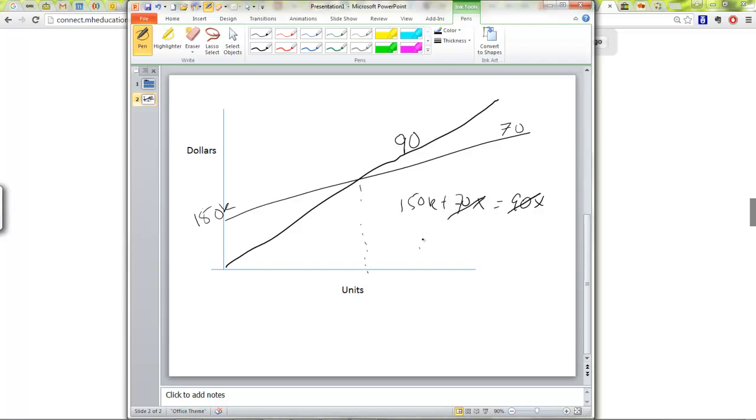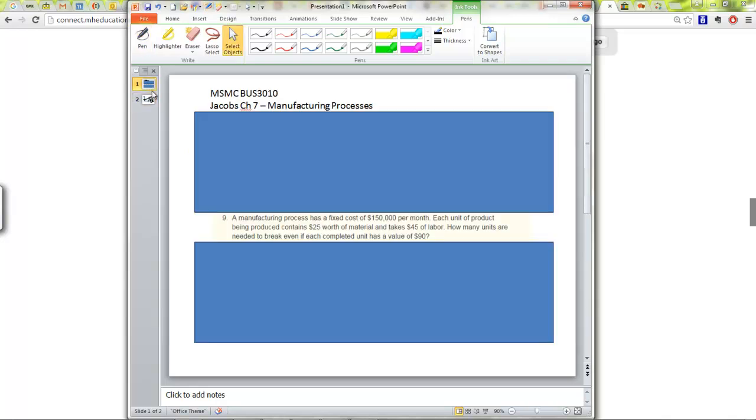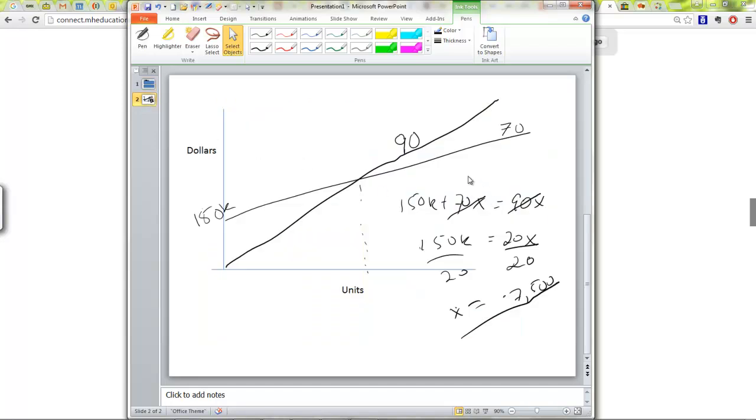As we do, we get 150,000 is equal to 20x. All we did was subtract 70x from each side here. And then we divide both sides by 20. So we end up with x is equal to 7,500. We have to sell 7,500 units to break even. That's all there is to this problem. I think we don't have to answer anything more about that. They just want us to think a little bit more in labor plus material costs for the units. Thank you very much.